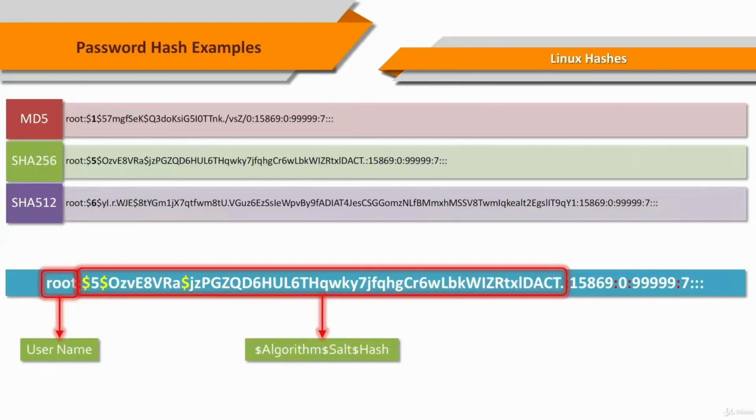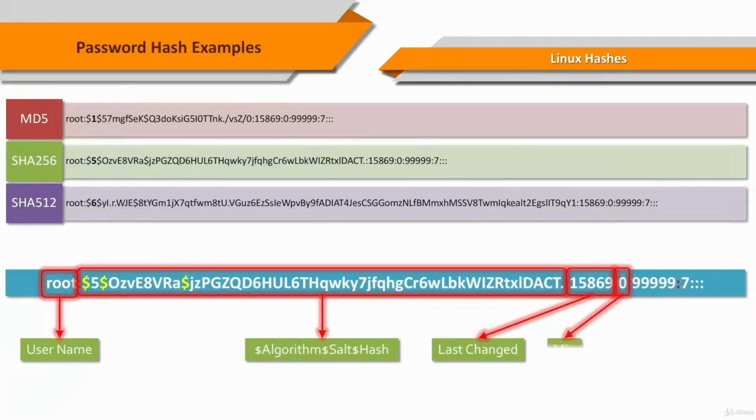$1 is MD5. $2A is Blowfish. $2Y is Blowfish. $5 is SHA 256. $6 is SHA 512. Now, the third field is the date that the password was last modified.